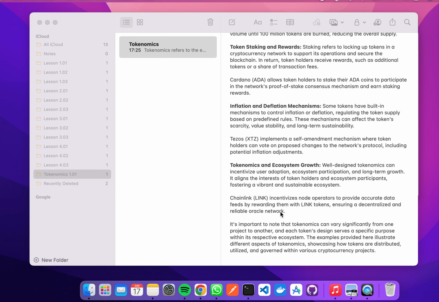It is important to note that tokenomics can vary significantly from one project to another, and each token's design serves a specific purpose within its respective ecosystem. The examples that were just provided illustrate different aspects of tokenomics, showcasing how tokens are distributed, utilized, and governed within various cryptocurrency projects.